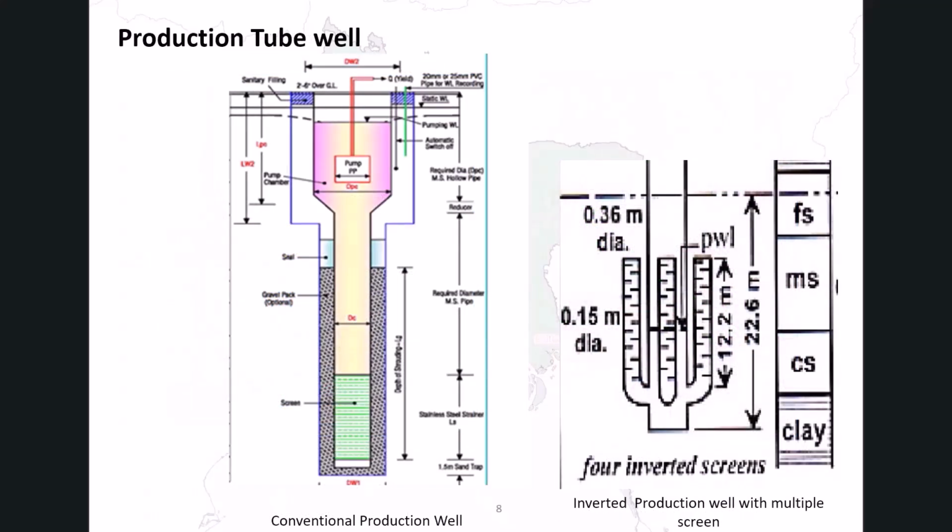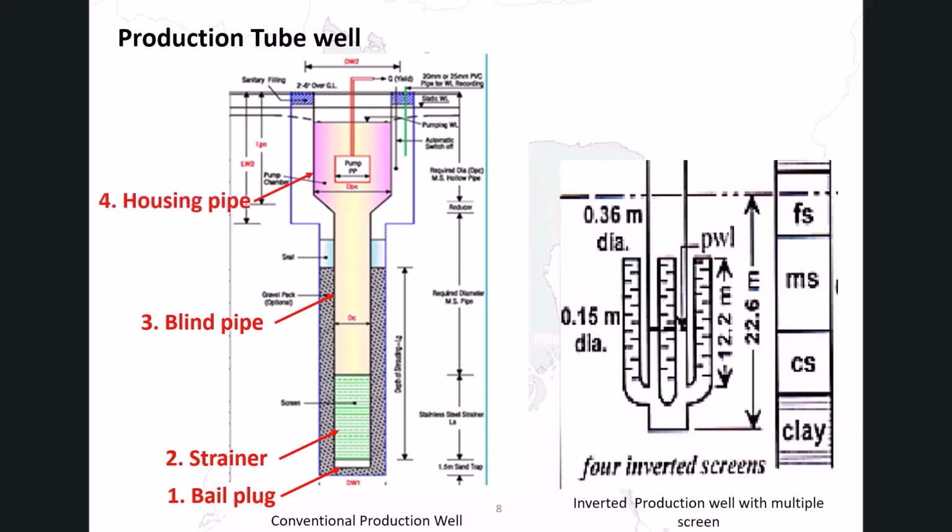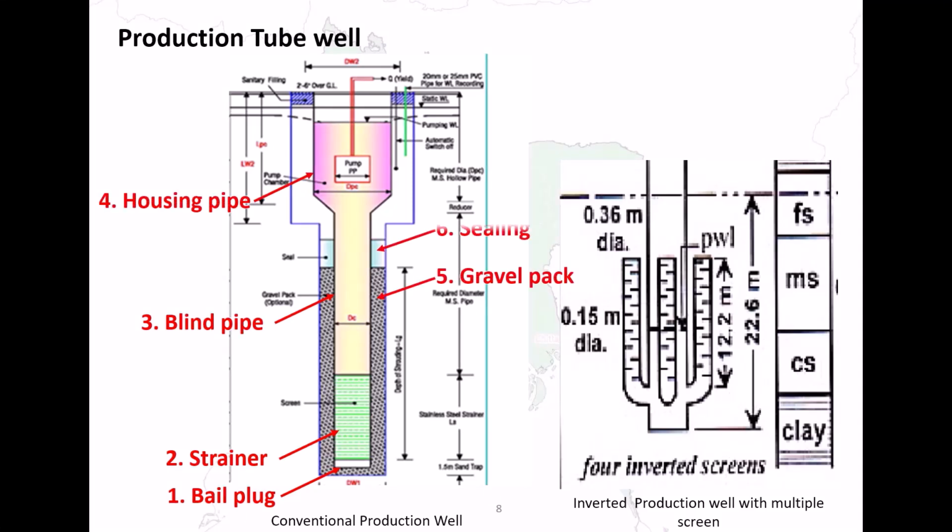This slide shows the structure of a production tube well. A production well consists of the following components: a bale plug, a strainer, a blind pipe, a housing pipe, a gravel pack, and sealing. Typically, a submersible pump is installed inside the housing pipe to discharge groundwater to the surface. In Bangladesh, where production wells are relatively shallow and the aquifer thickness is limited, inverted production wells are commonly installed.